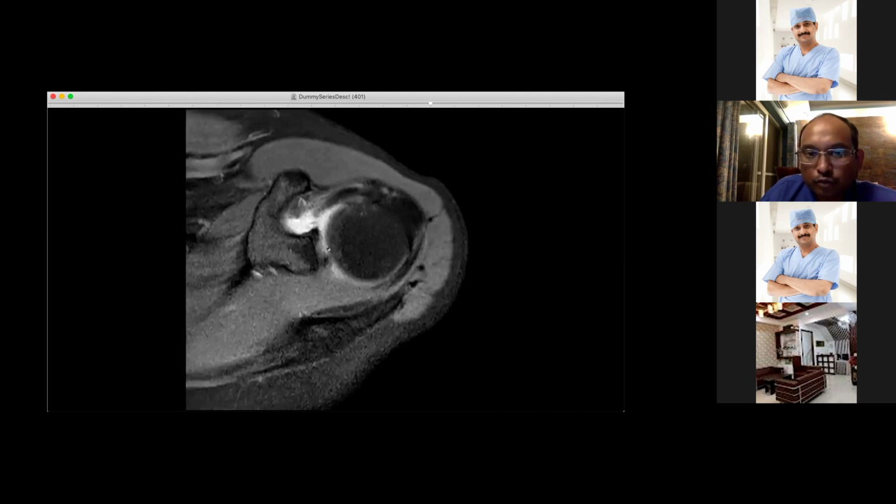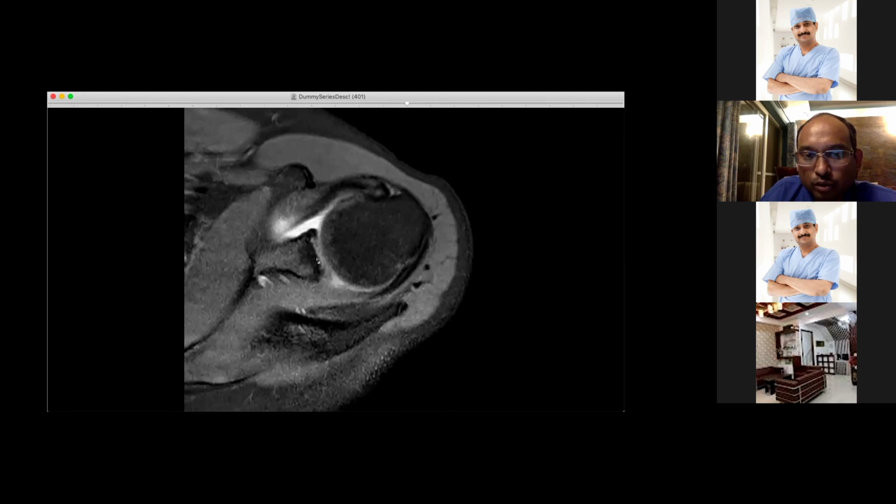Then as I move one slice more, I am coming closer to the glenohumeral joint. Anteriorly, I am able to see the subscapularis tendon. Posteriorly, this is the spine of the scapula, and just below the spine of the scapula is seen the infraspinatus tendon, which is going and attaching to the tuberosity. So in this view, we are able to see the glenohumeral joint, the subscapularis tendon, and the infraspinatus tendon.